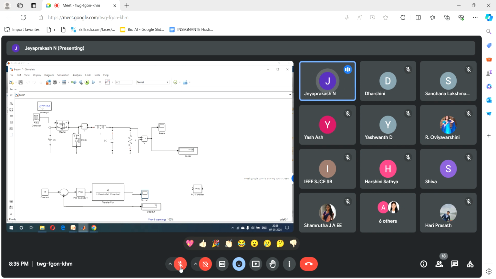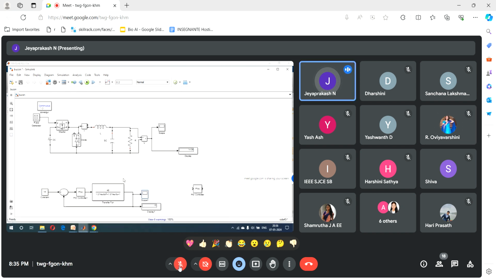Directly with this element alone, we cannot do frequency domain analysis. So if we need the frequency domain, we need the transfer function. Okay, anybody having any doubt up to this? No, sir.